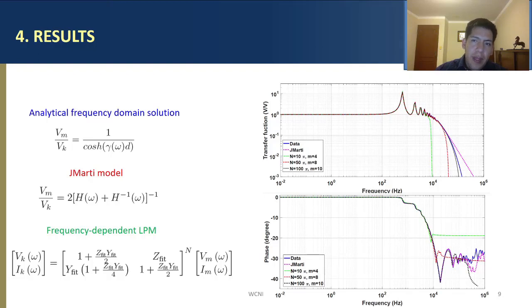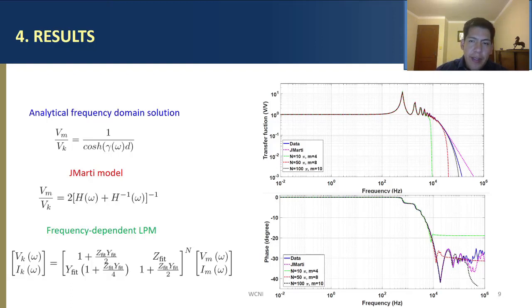In the frequency domain, we compare the frequency-dependent lumped parameter model to two other well-known models. The first one is the analytical frequency domain solution of the transmission line, which is the blue solid line. We have here the Bode diagram for all models, and we compare the analytical frequency domain solution of the transmission line to the J. Marti model and show that the J. Marti model does not represent the transmission line perfectly.